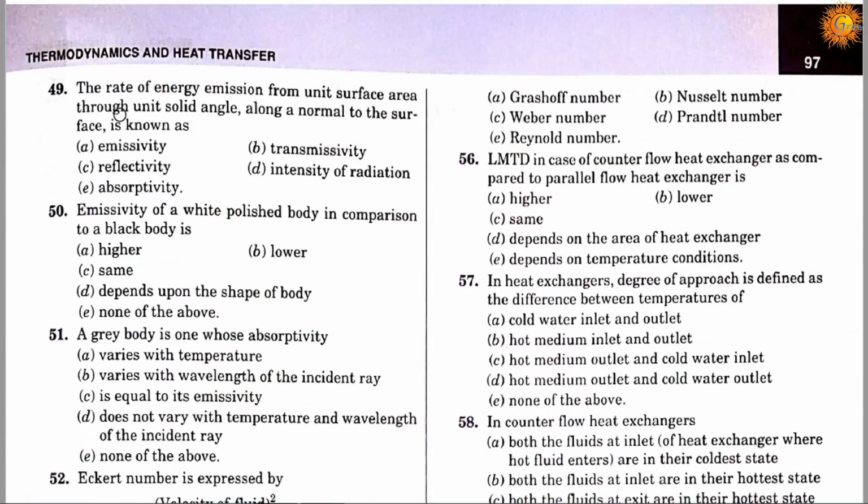Question number 49. The rate of energy emission from unit surface area through unit solid angle along a normal to the surface is known as: option A, emissivity; option B, transmissivity; option C, reflectivity; option D, intensity of radiation; and option E, absorptivity. So the correct answer is D. It means the rate of energy emission from unit surface area through unit solid angle along a normal to the surface is known as intensity of radiation.